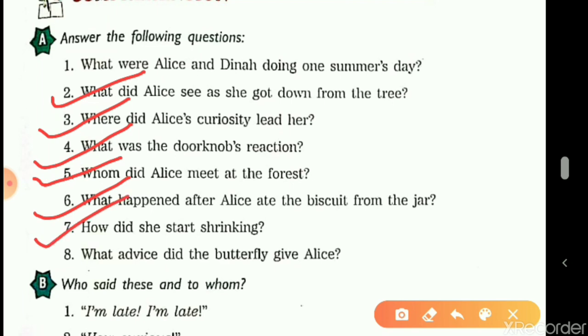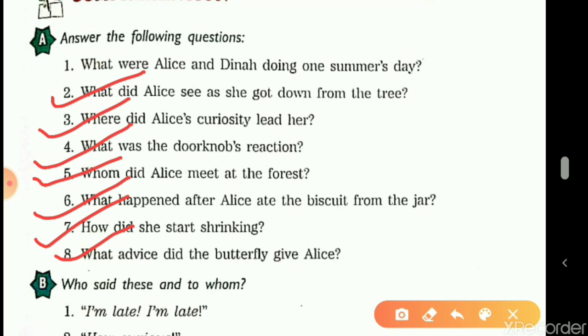Question 7. How did she start shrinking? Answer 7. After eating the carrot, she started shrinking. Question number 8. What advice did the butterfly give Alice? Answer 8. The butterfly advised Alice, pointing at a mushroom, that one side of the mushroom would make her taller and the other side would make her shorter.